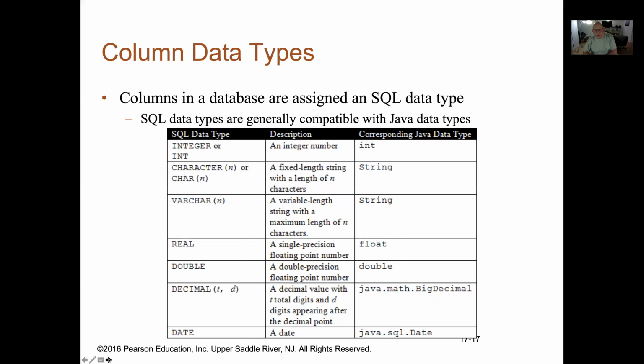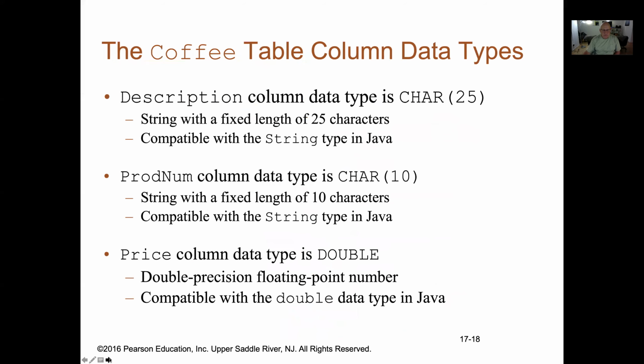Columns in a database are assigned a SQL data type. So there are integers, characters, varchar, real, double, decimal, and date. The description column data type is char. The product number column data type is char 10, a string with a fixed length of 10 characters. The price column data type is double.